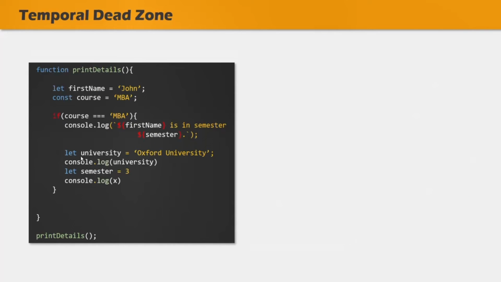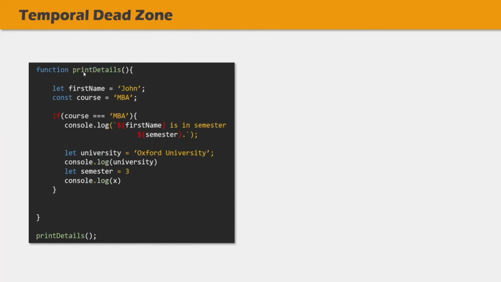A temporal dead zone is the zone between the scope and the place where the variable is declared. If we try to access a variable declared using let or const in the temporal dead zone, it will throw a reference error saying that cannot access that variable before initialization. Let's try to understand this with this example.